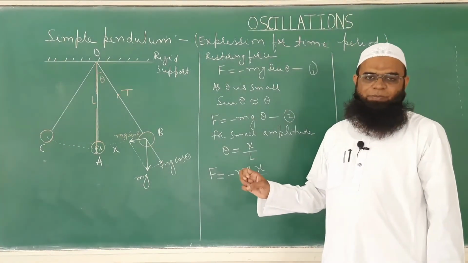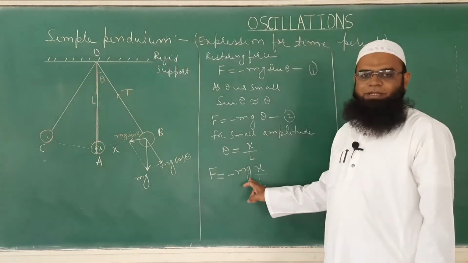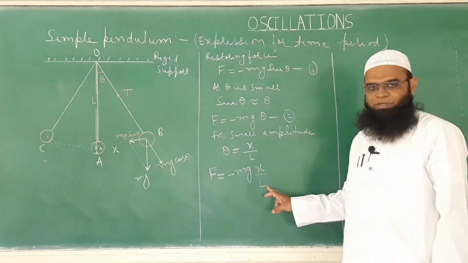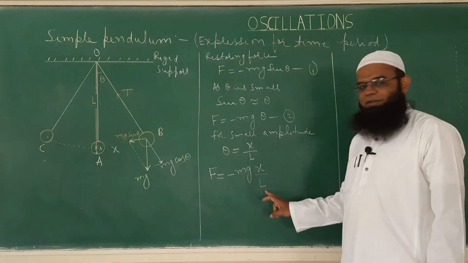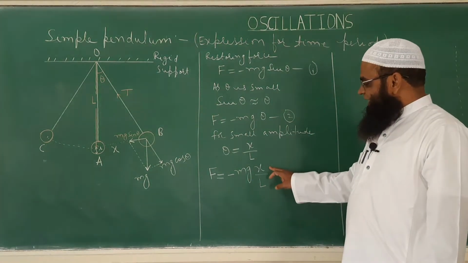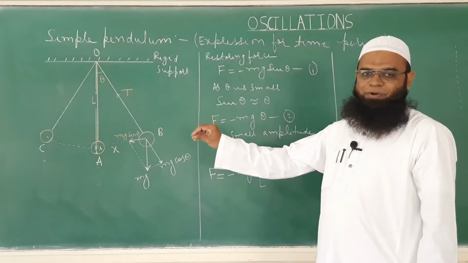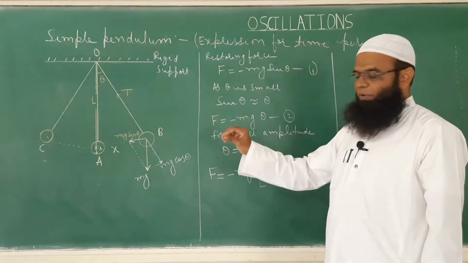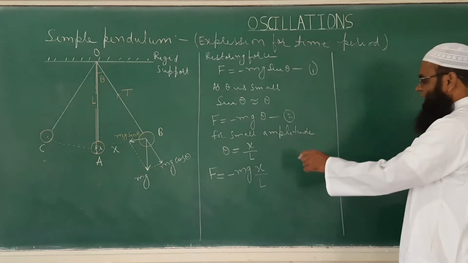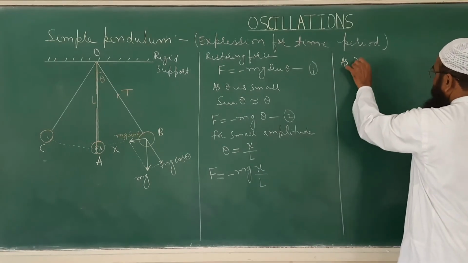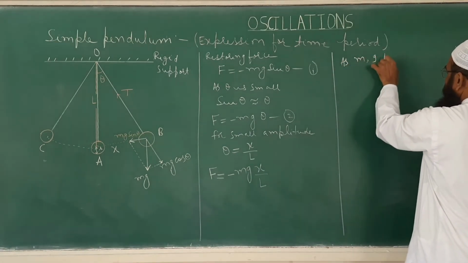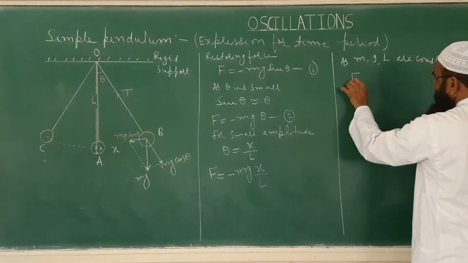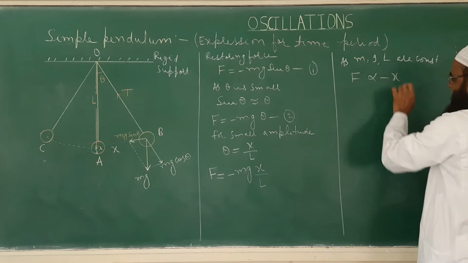M is the mass of the bob, g is acceleration due to gravity, L is the length of the simple pendulum. These three things are constant. So what is changing? Only the displacement of the bob. It will depend upon the oscillation given to the bob. So from this we can write, as m, g and L are constant, therefore F is proportional to minus x.